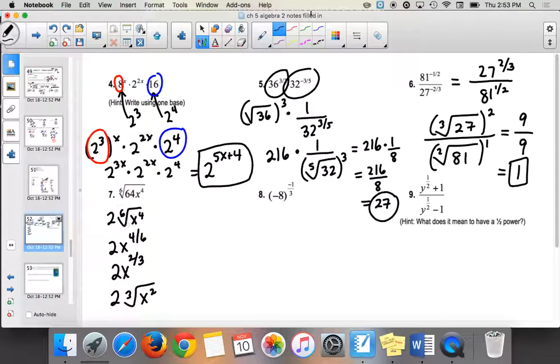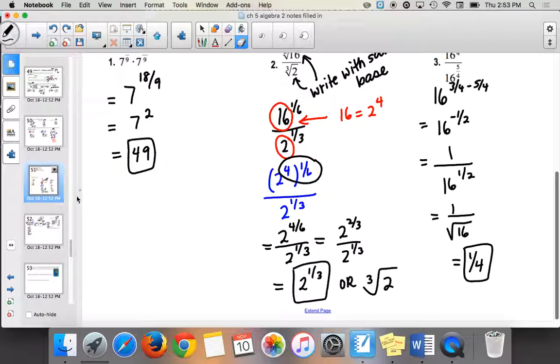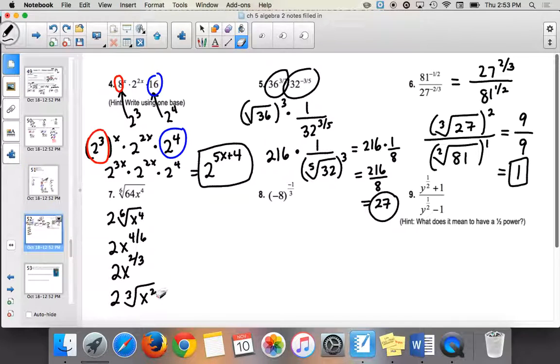Like when it talked about simplifying square roots, if I go back to this page, it said the index of any remaining radical is as small as possible. Okay, so I was like, oh, wait, this is going to be 4/6. 4/6 reduces to 2/3. So instead of writing 4/6, I'm going to do x squared under a cube root. Okay, does that make sense? All right, so the next one.